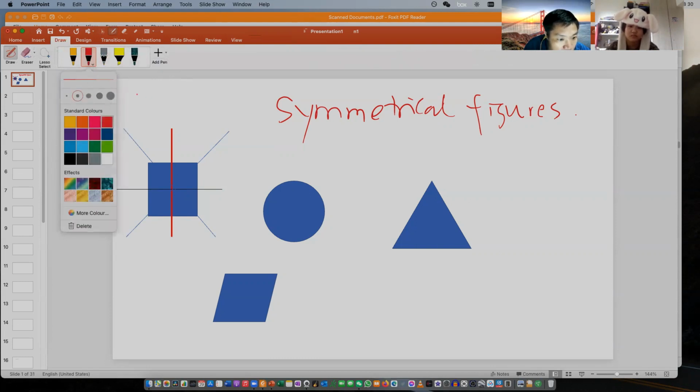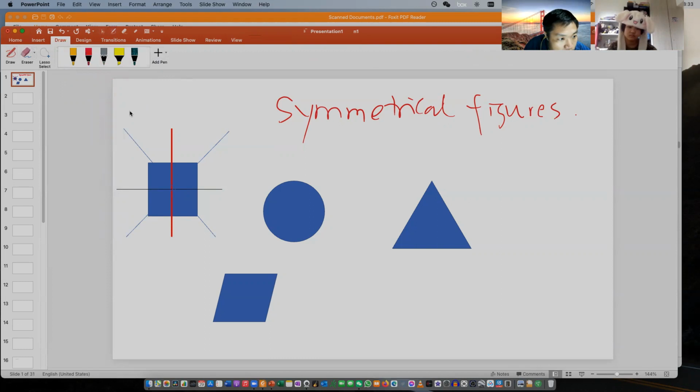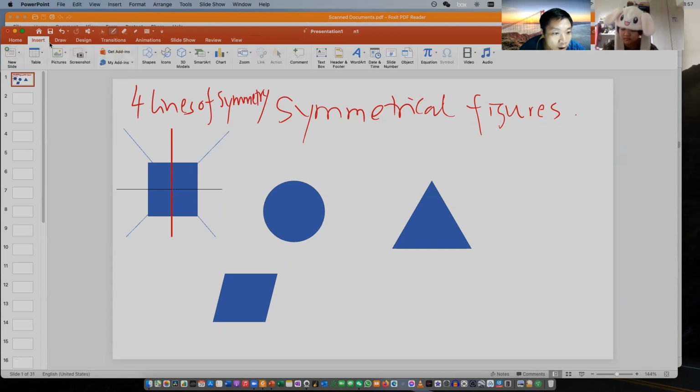Okay, for 4 lines of symmetry. Okay. So next, let's look at the circle here. In fact, for a circle, how many lines of symmetry do you have? Can you make a guess? Infinity. Correct. So for this circle, you have unlimited lines, or infinity.